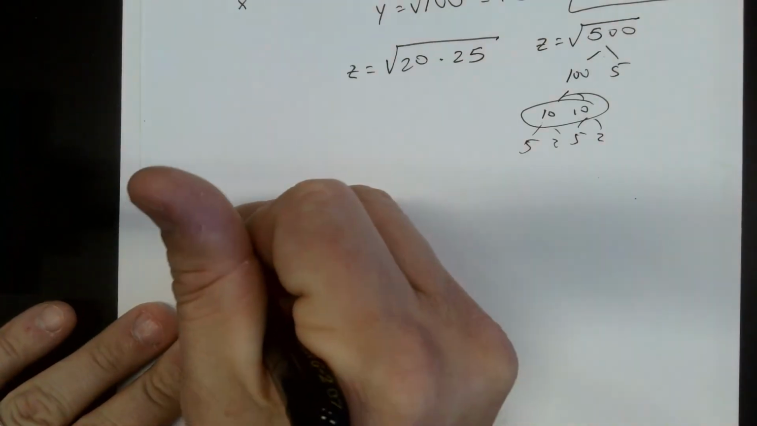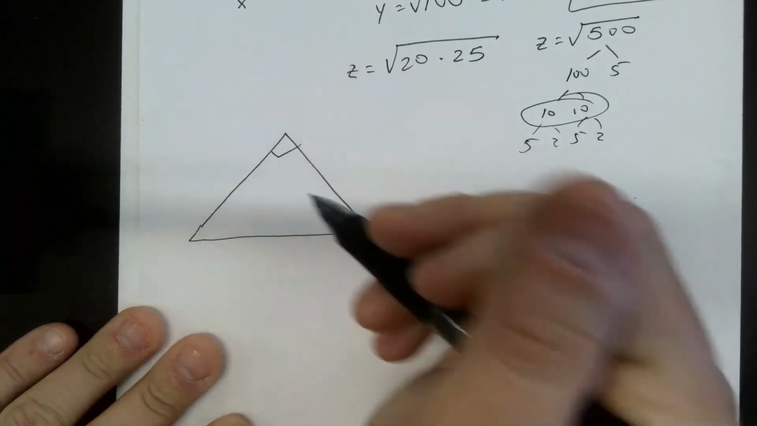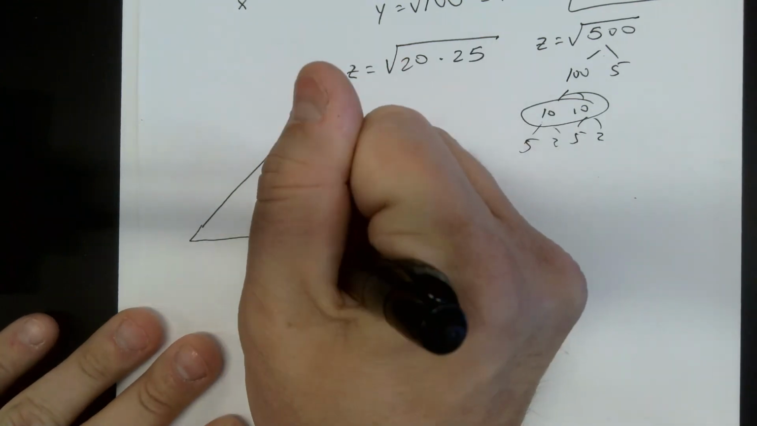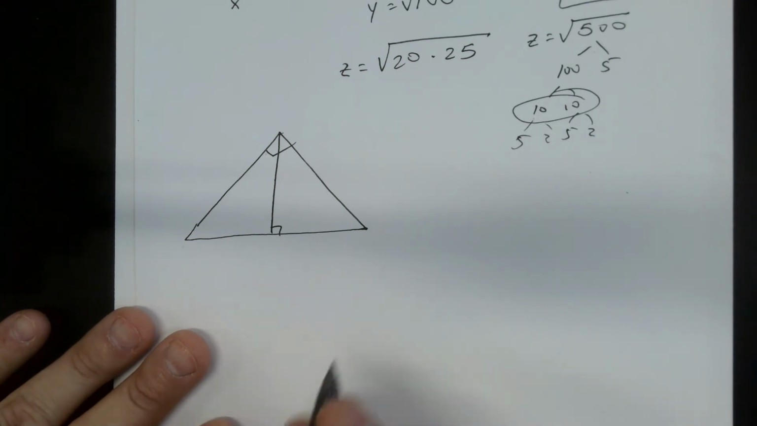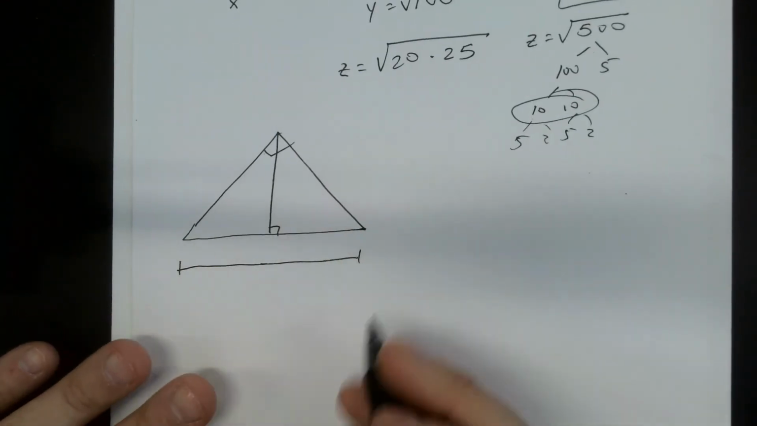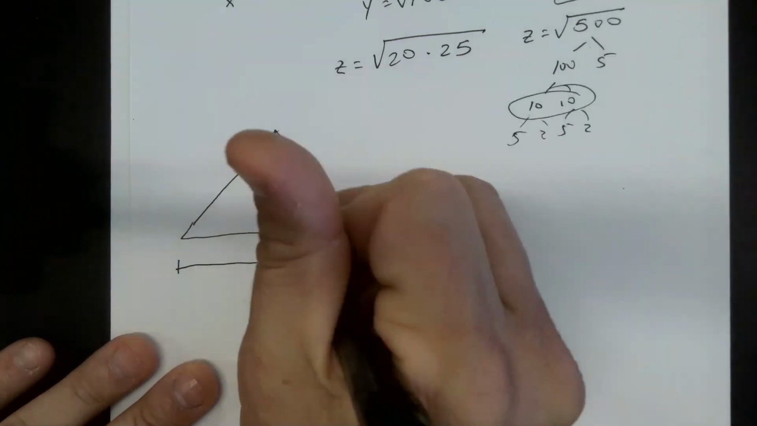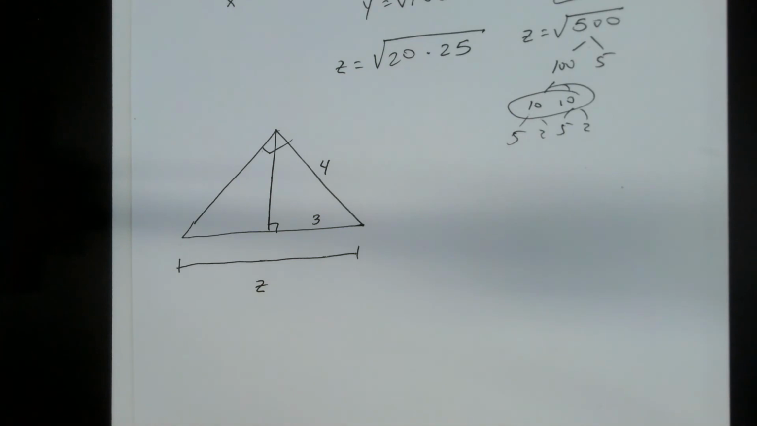So if we have a triangle like this, that's an altitude. That entire line is Z. These are the kind of problems that are on your homework.